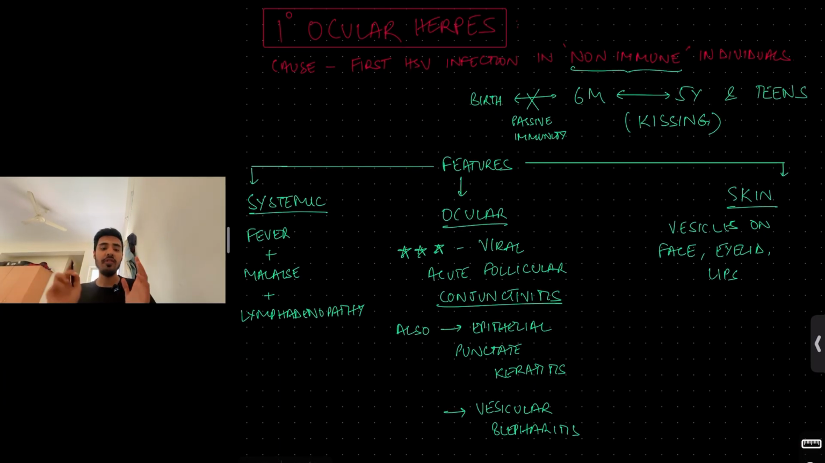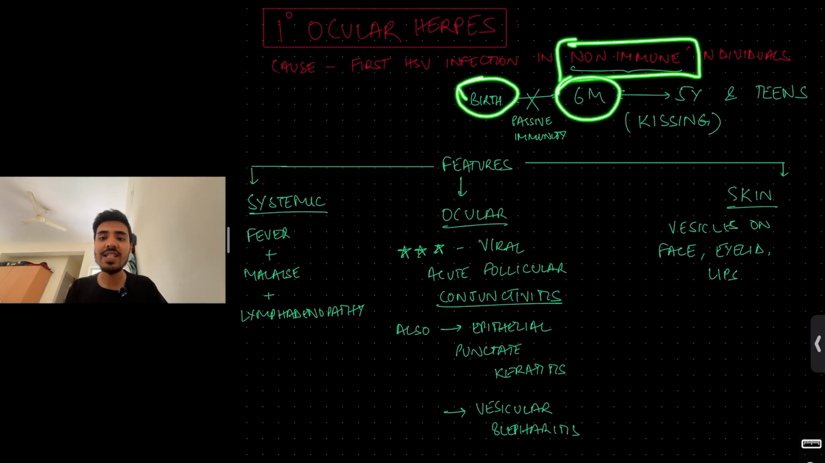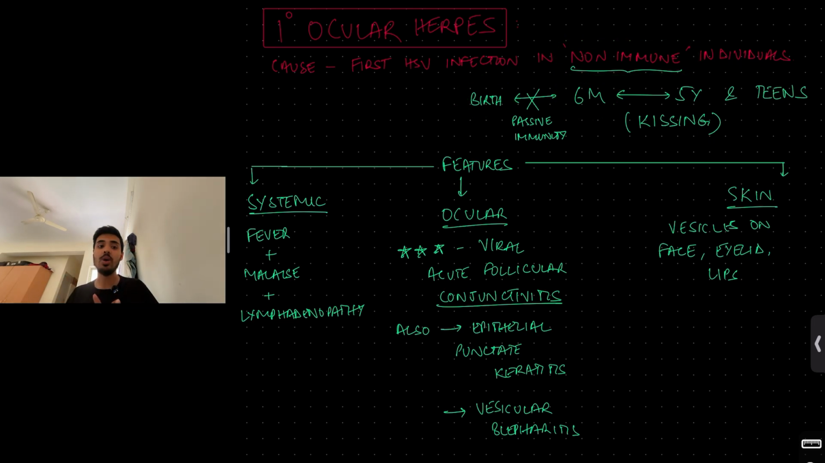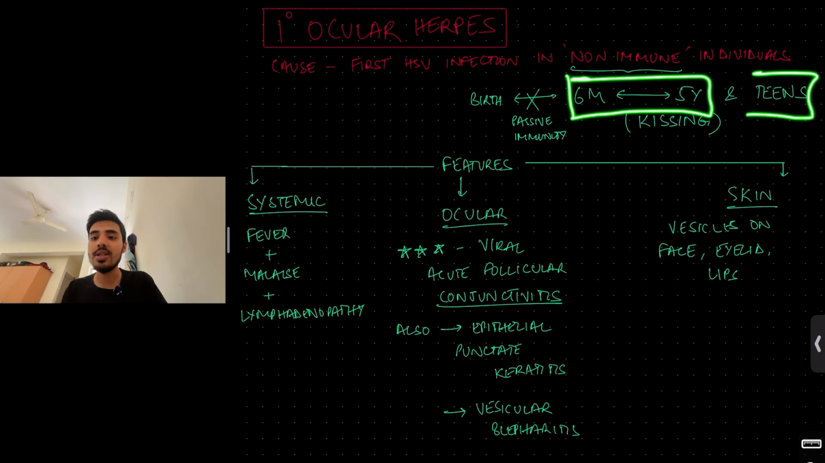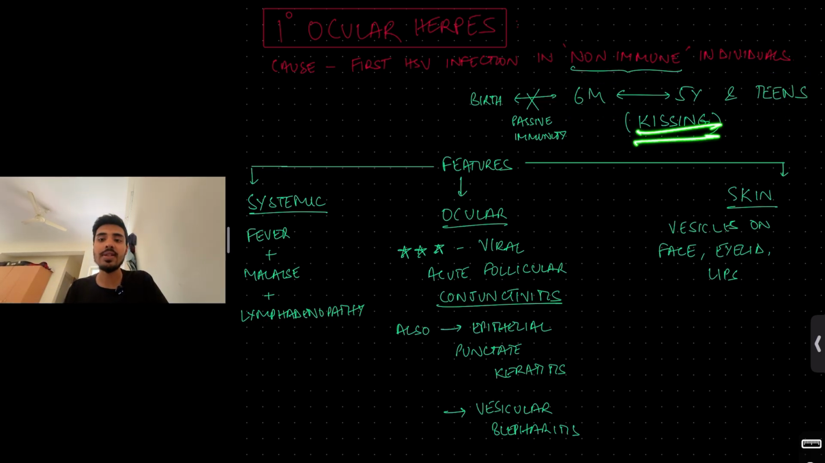Primary ocular herpes is the first HSV infection in non-immune individuals, the first exposure to herpes simplex virus. From birth to about 6 months, you cannot have primary ocular herpes because the mother's passive immunity has been passed to the child. So up to 6 months, primary ocular herpes is not possible. Then from 6 months to 5 years it is commonly seen, and in teens too. Why? Think of close contact like kissing. With 6-month to 5-year-old babies and young children, the parents and relatives will come, say oh, you're so cute, and kiss the baby. So that can lead to spreading. And teens, of course.